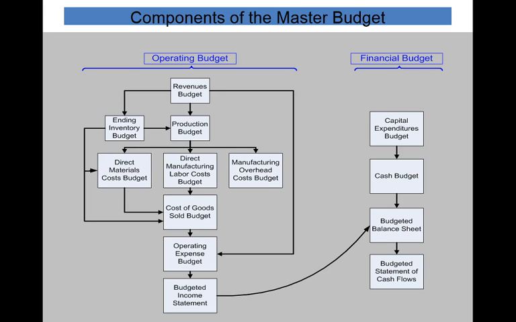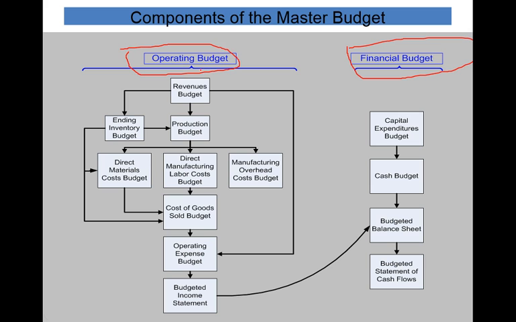Bismillahir Rahmanir Rahim. We will start a new example for master budgeting. We have here a summary of the types of master budget. Here we have mainly two groups: group number one is the operating budget, and group number two is the financial budget.